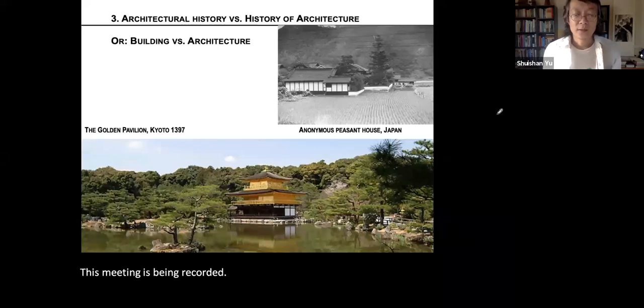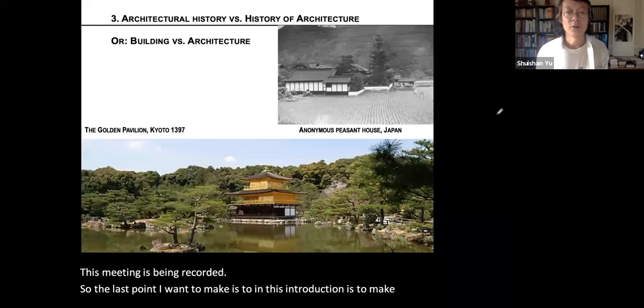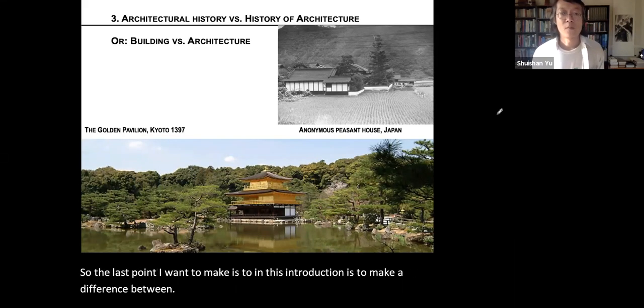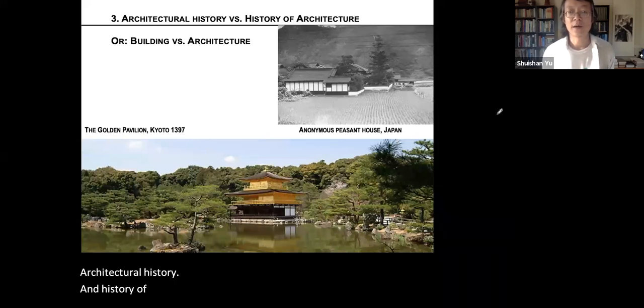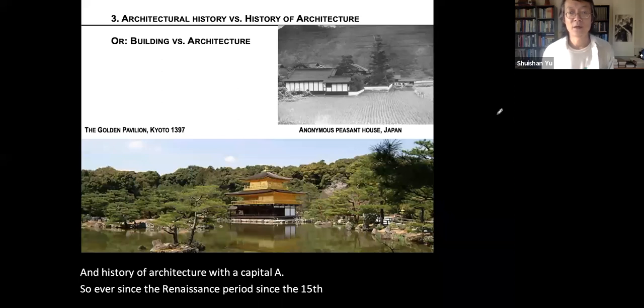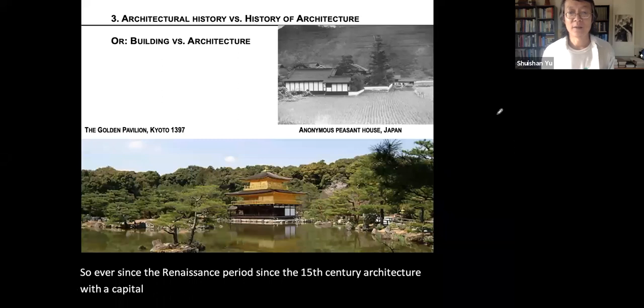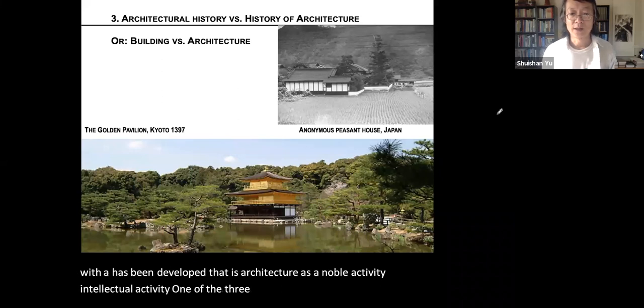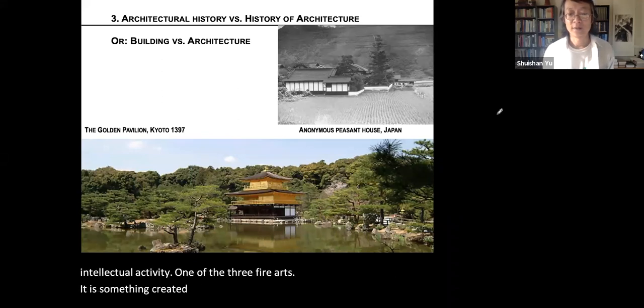Okay, so the last point I want to make in this introduction is to make a difference between architectural history and history of architecture with a capital A. Ever since the Renaissance period, since the 15th century, architecture with a capital A has been developed. That is, architecture as a noble activity, an intellectual activity, one of the three fine arts. It is something created by great genius, and it is grand, it is glorious.